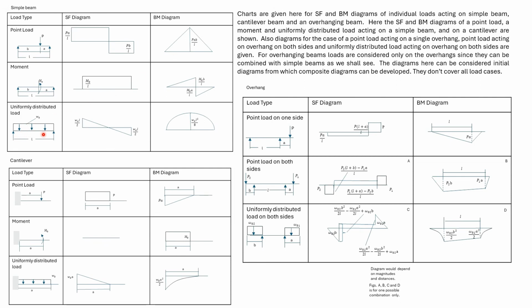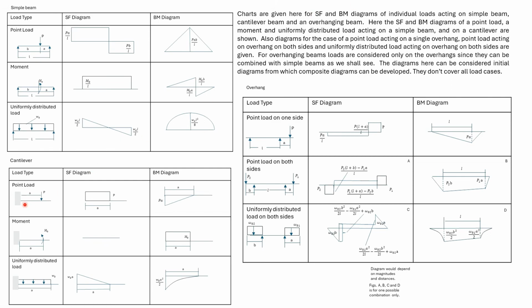For a UDL, the reactions at the ends are W0 L by 2. This is the shear force diagram. This is the shape of the bending moment diagram, and the maximum bending moment is W0 L squared divided by 8.